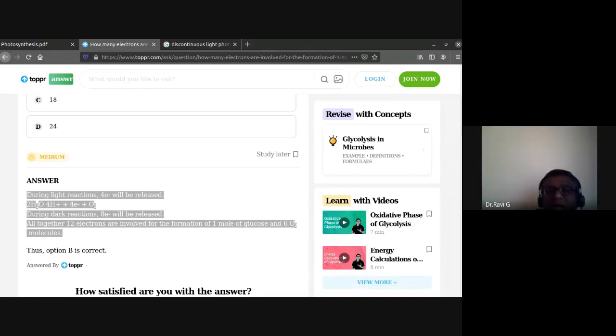So during light reaction, 4 electrons will be released. Okay, so 2 water plus 4 proton plus 4 electron. So the others are compensated. So 4 electrons are released. During dark reactions, 8 electrons will be released. Altogether, 12 electrons are involved for the formation of 1 mole of glucose and 6 oxygen molecules. Okay, this is the answer.